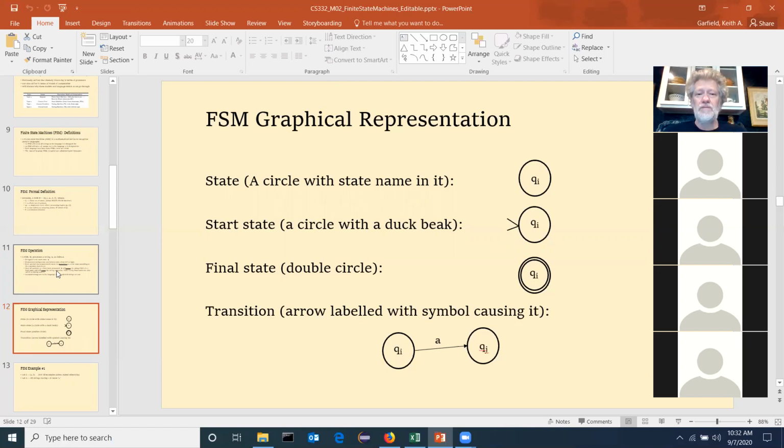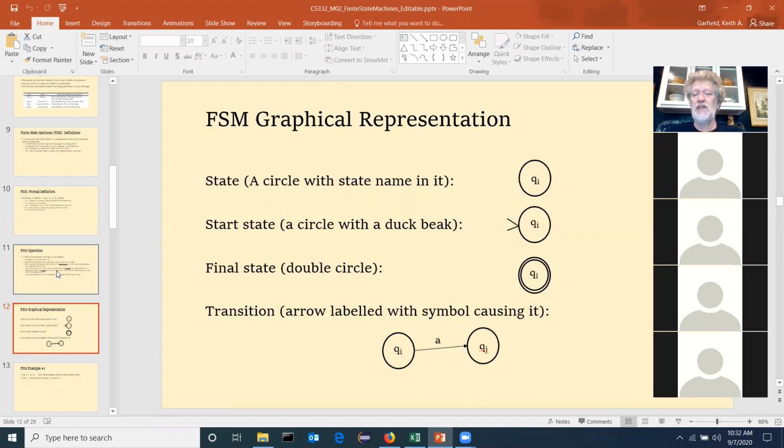All right, so we're drawing these with circles and arrows. Your generic state, non-accepting state, is just a circle with the name of the state inside of it. The start state is a circle with a little duck beak drawn on it. Some people use an arrow. I use the duck beak. And then the final state is a double circle. Transitions are shown using arrows, and the arrow is labeled with the symbol that caused the transition.